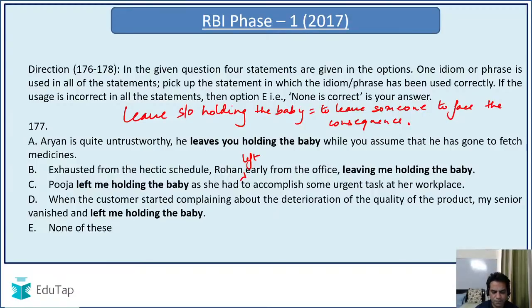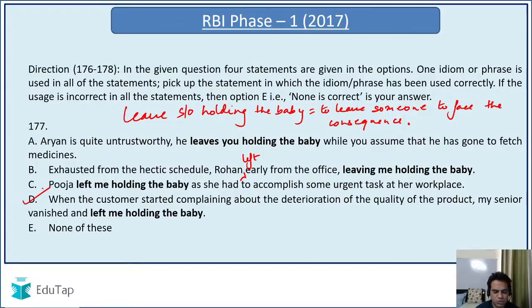It's a literal meaning that if there are 2 persons and if one leaves another holding the baby, then the one who is holding the baby has to do everything. He has to bear the consequences. So to leave someone to face the consequences. That's what, very good. To leave onus on others. That's what the literal meaning is, Revan. Very well done. So I think the correct option here was option number D.